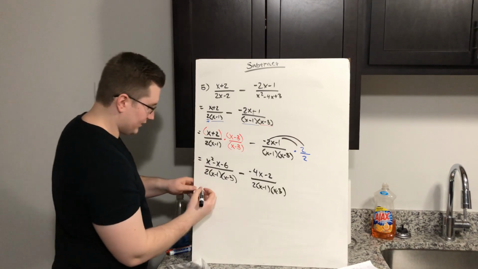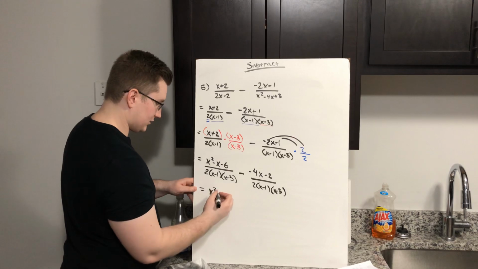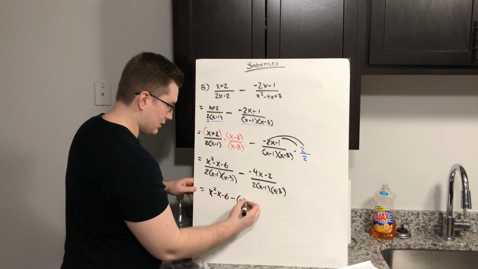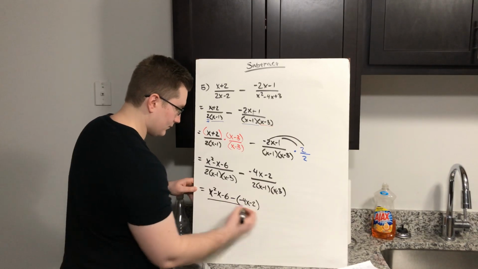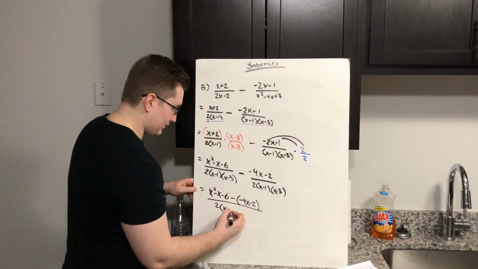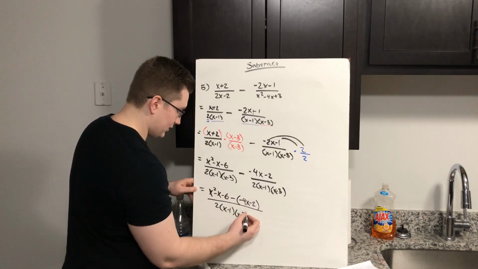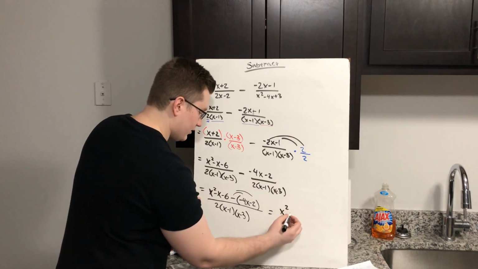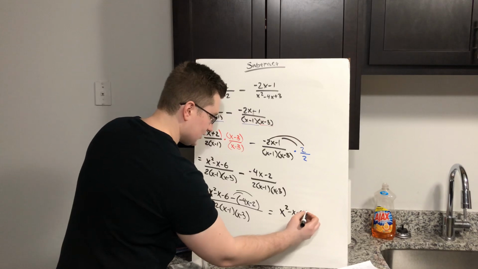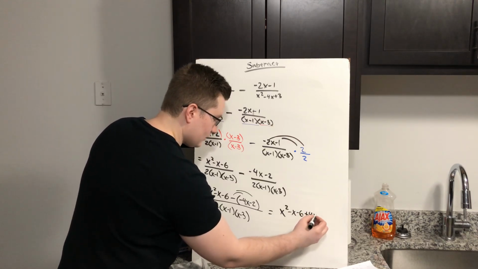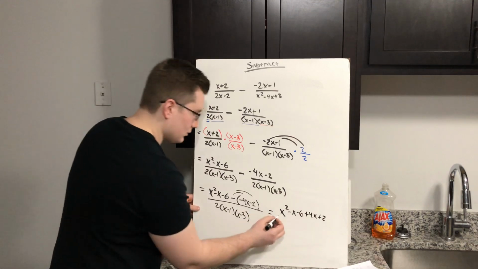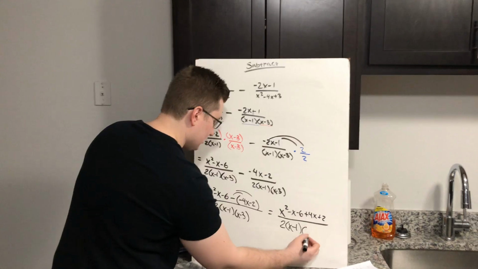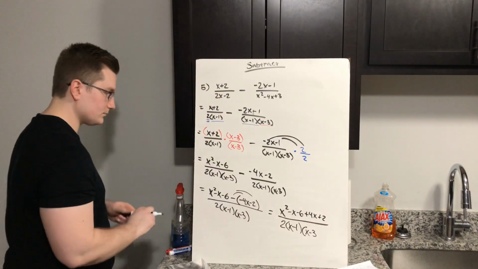So now I can combine this and say x² - x - 6 minus this entire thing, (-4x - 2), over 2 times (x - 1) times (x - 3). If I distribute out the negative, I get x² - x - 6 + 4x + 2, all over 2 times (x - 1) times (x - 3).